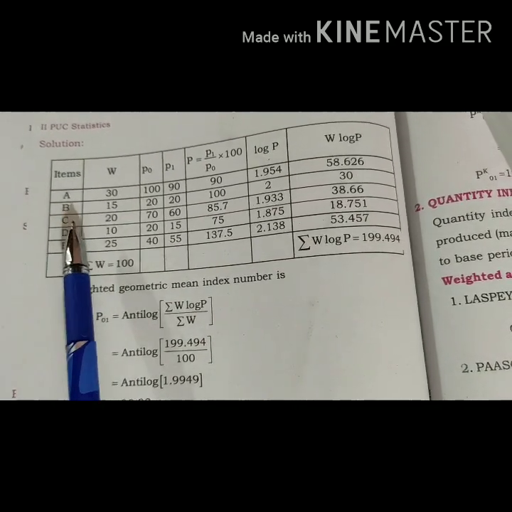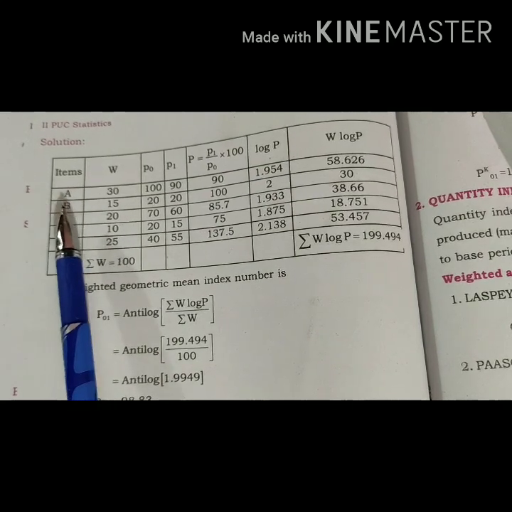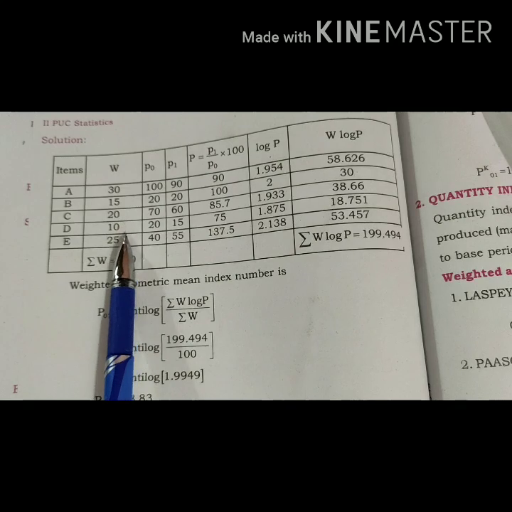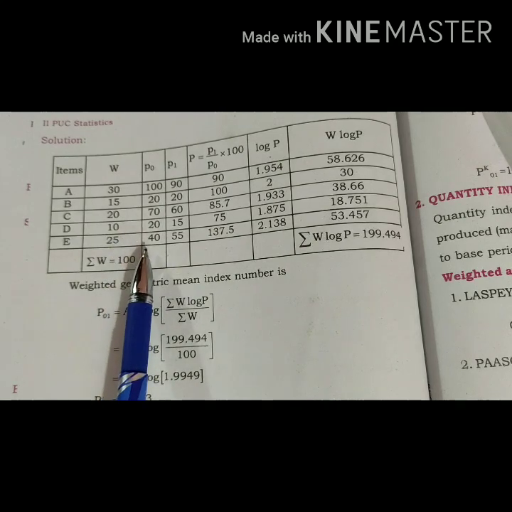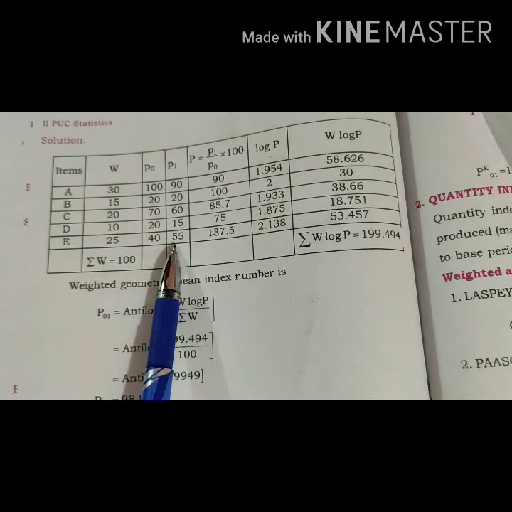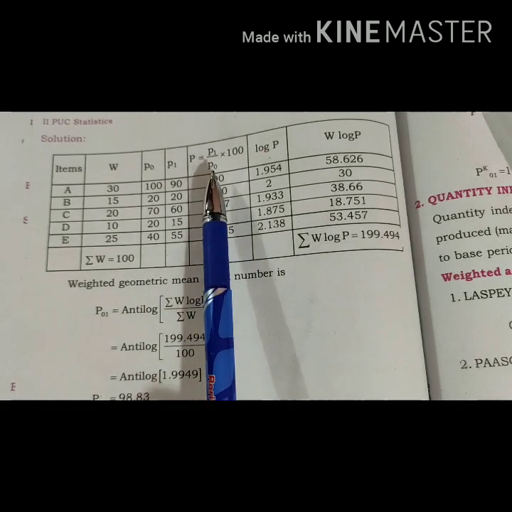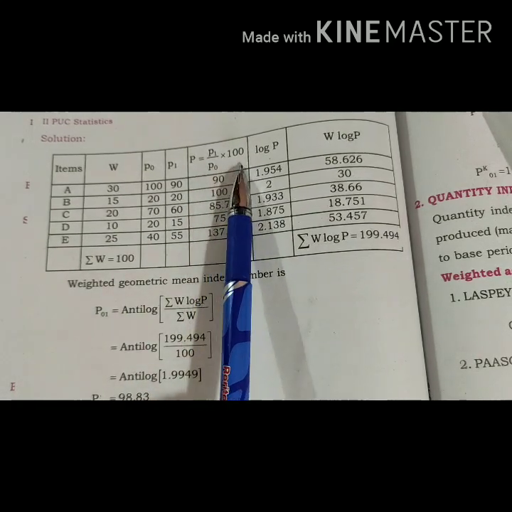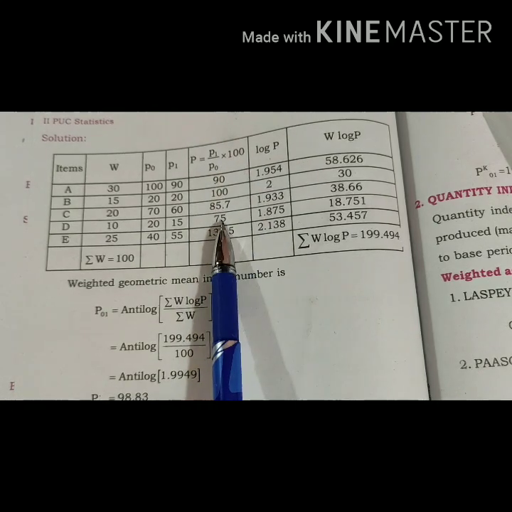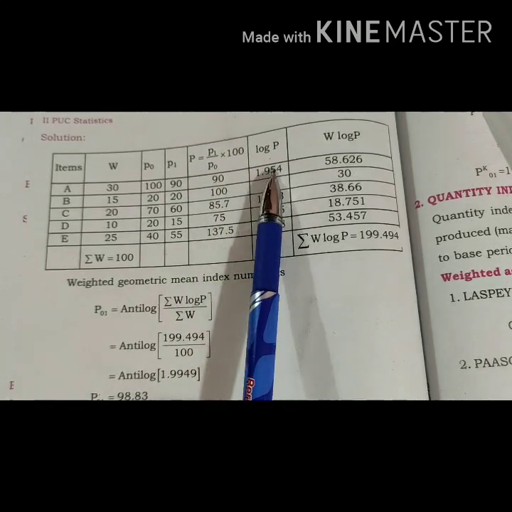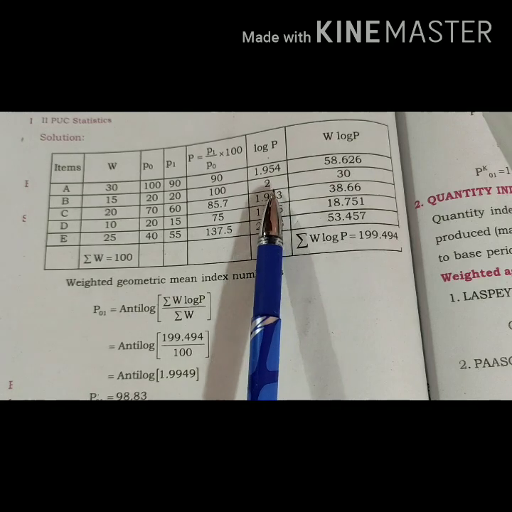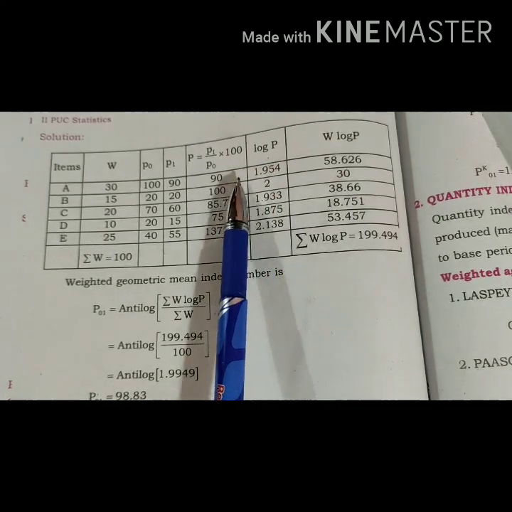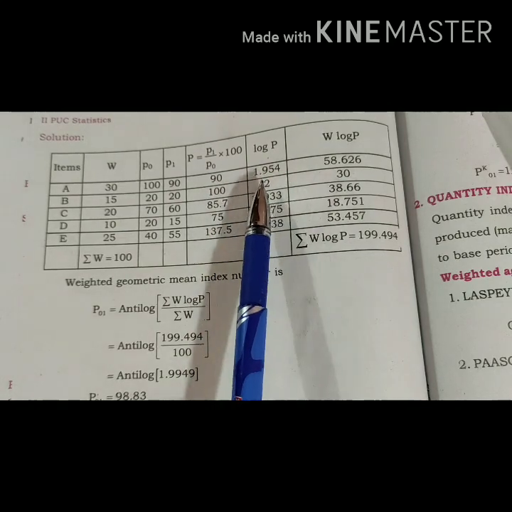So next, the solution. Items they have given A, B, C, D, E. Weights they have given, that is 30, 15, 20, 10 and 25. Base year price and current year price they have given. First you need to calculate P. You know the formula, that is P is equal to P1 divided by P0 into 100. Calculate P. Then the logarithm of P. In the calculator, use the logarithmic function and apply. You will get logarithm of 90 is 1.94.